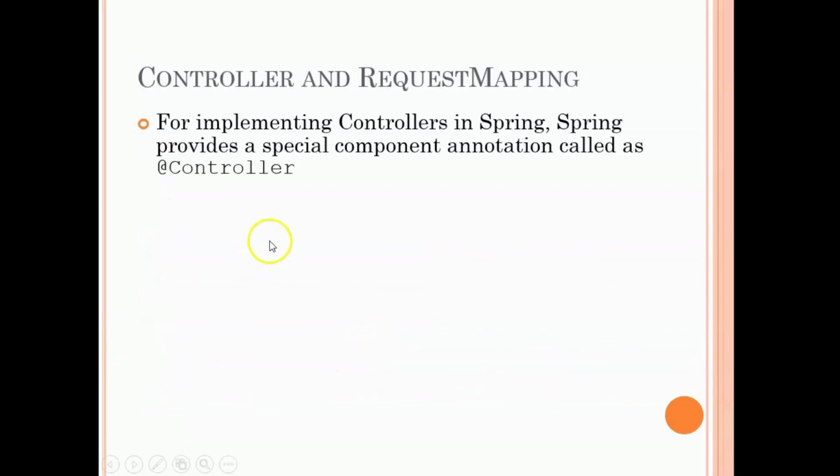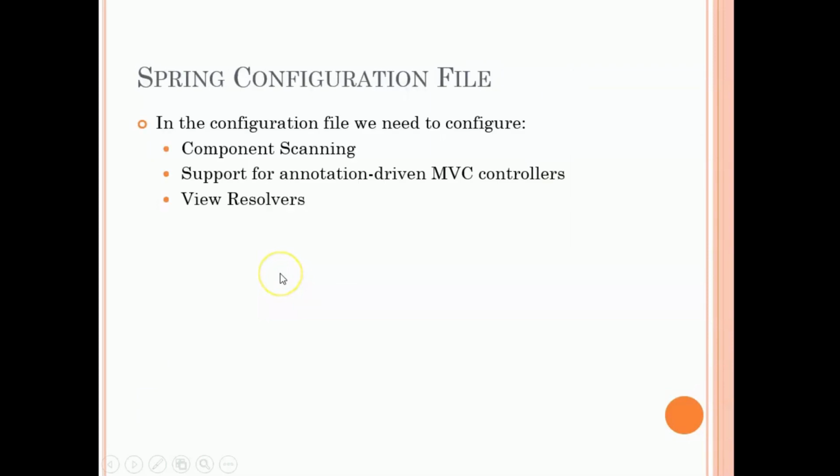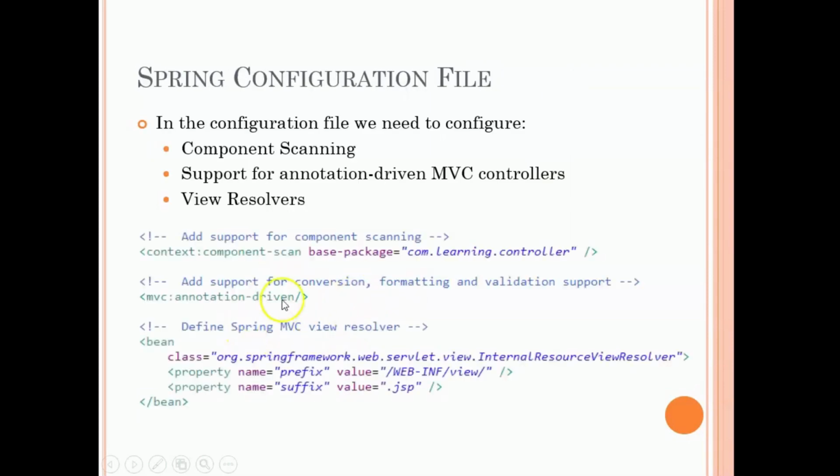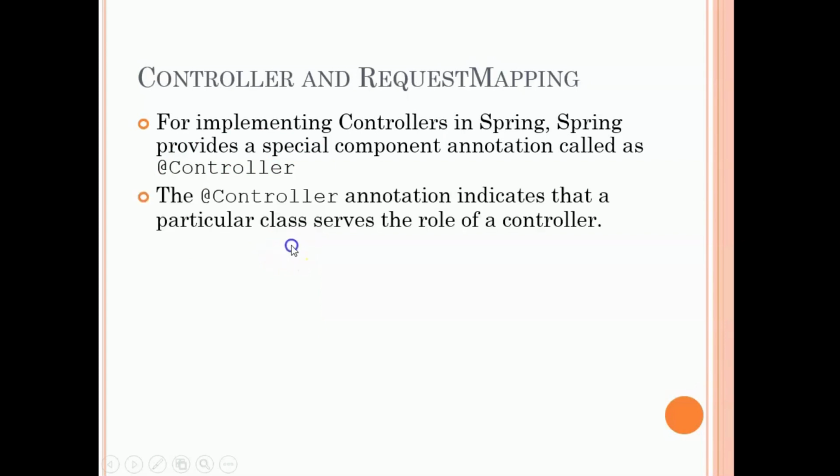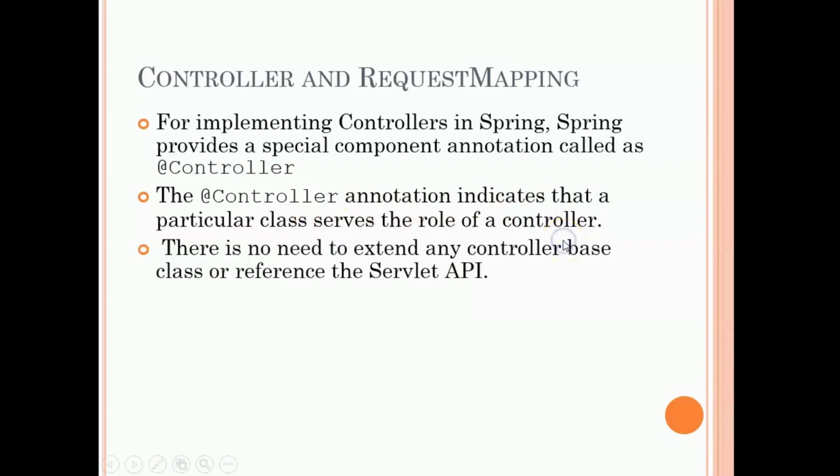Going further, talking about the controllers and the request mapping. Once this XML configuration is done, you need to start writing code. For creating a controller, you need to create a class, and that particular class will be annotated using the @Controller annotation. This controller annotation will tell my Spring container that this class is going to be my controller. It indicates, as I said earlier, that the particular class serves the role of a controller.